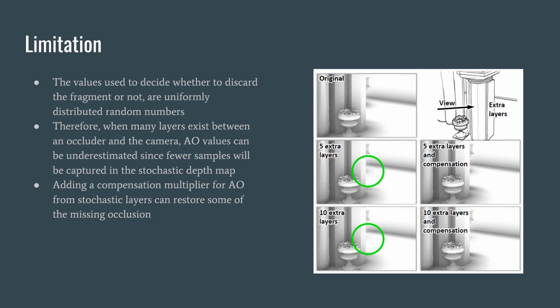But in some cases, using more samples can yield missing occlusion. This happens when there are many layers existing between an occluder and the camera, and many samples are dissipated, not capturing the occluded object. Adding a compensation multiplier can restore some of the missing occlusions.